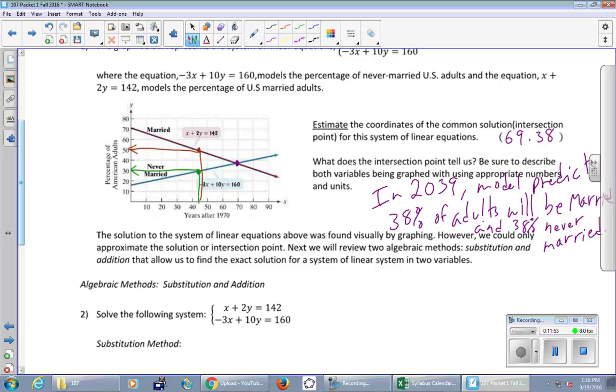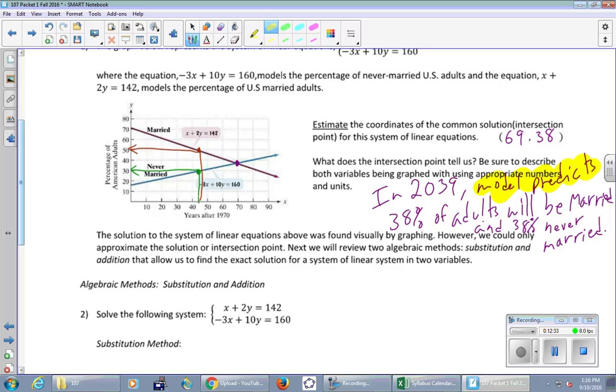Okay, and I mentioned I was going to talk about this phrase right here. The model predicts. That is a key phrase. If you don't have that phrase or some variation of that phrase, you can't get full credit for the sentence because nobody knows what's going to happen in 2039, right? This is a prediction here. So assuming that those two lines stay perfectly accurate, then we can say, yeah, 38% married, 38% not, but who knows what's going to happen between now and then. And so you got to make sure that you convey in your sentence, there's uncertainty here. We're using a model and models are not perfect. It's not a good thing, it's not a bad thing, it's just something to point out.